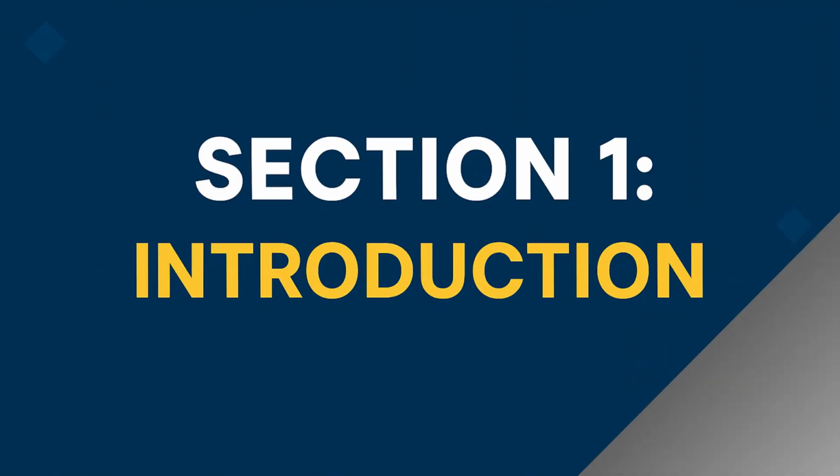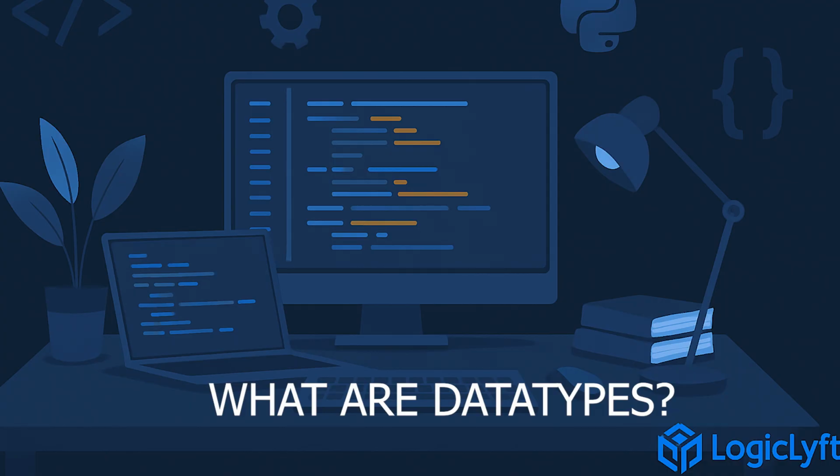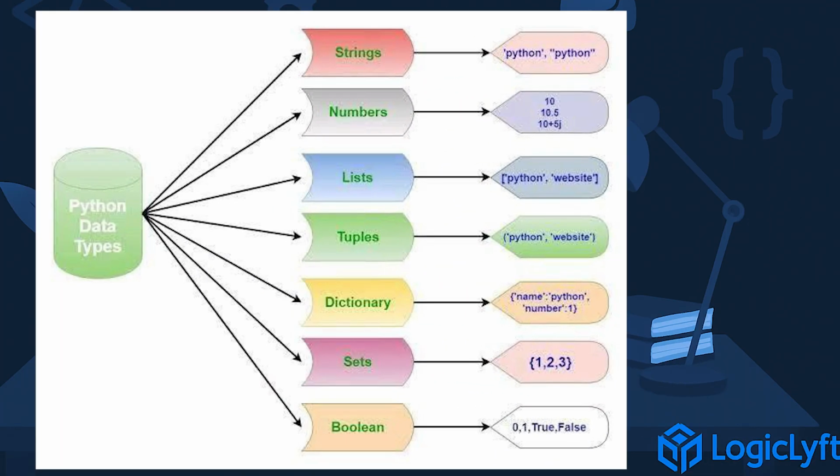Section: What are data types? Every value in Python is an object, and each object has a data type. Data types define what kind of value a variable holds and what you can do with it. Let's start with one of the most basic types.